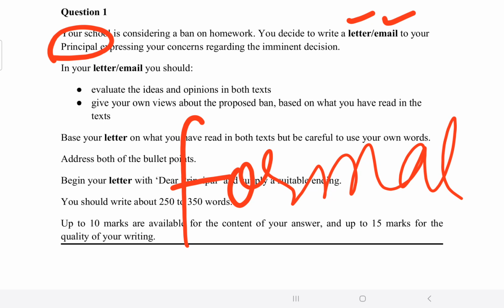Now you know that this is formal, so the rest of the things are clear: the purpose, why you are writing it, and the tone and register are going to be set according to the principal, and it is going to be formal. Expressing your concerns regarding the imminent decision.